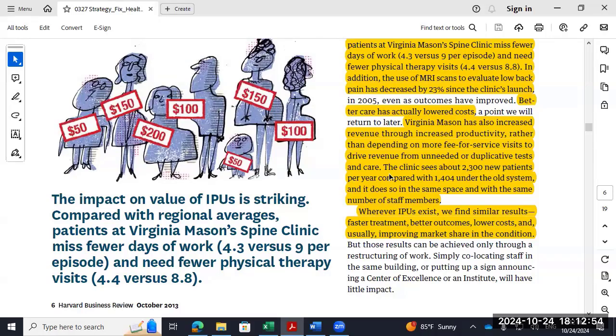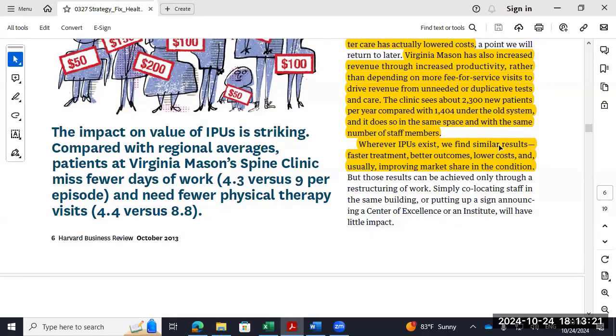So essentially what they're saying is, we're so inefficient, become more efficient, we can see more patients, we can have more throughput, we can help them better. So we can actually increase our revenue, not by increasing unnecessary procedures, but we're reducing unnecessary procedures and doing more actually value-added work. The clinic seats 2,300 compared to 1,400 under the old system, and it does so in the same space with the same number of staff. Whenever IPUs exist, we find similar results. Faster treatment, I mean, if you want a summary, faster treatment because you can see more patients, better outcomes, lower costs, and improved market share in the condition.